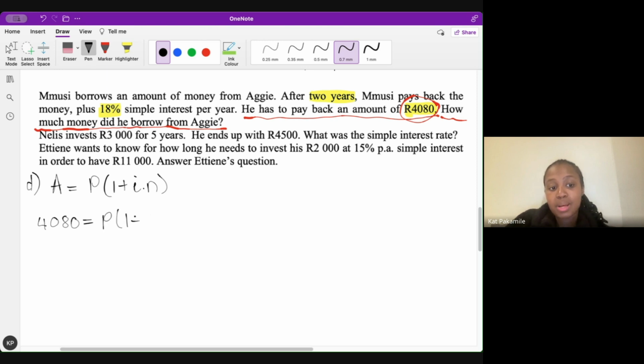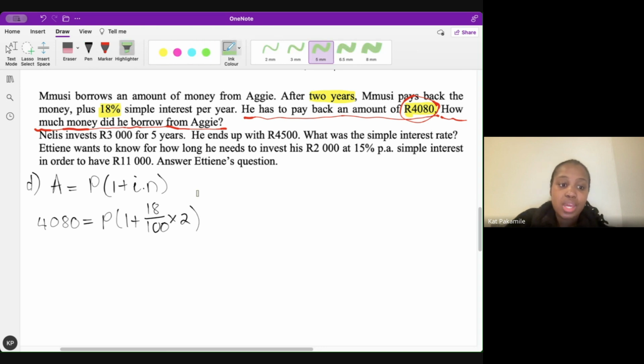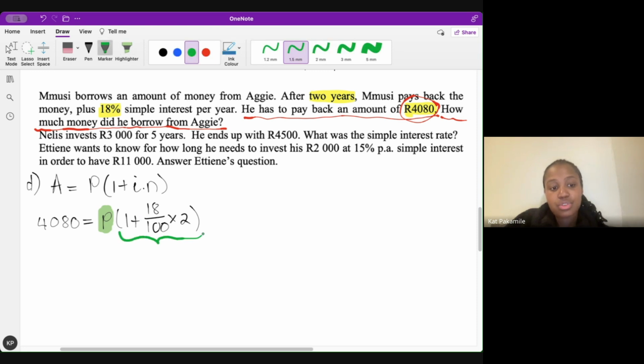Open bracket 1 plus. What is my interest rate? 18%. And for how long did Musi borrow this money? For 2 years. Great. Now, in case you haven't noticed, we actually want this amount over here. My tip is first work out this bracket. How much is that? 1 plus 18% times 2.